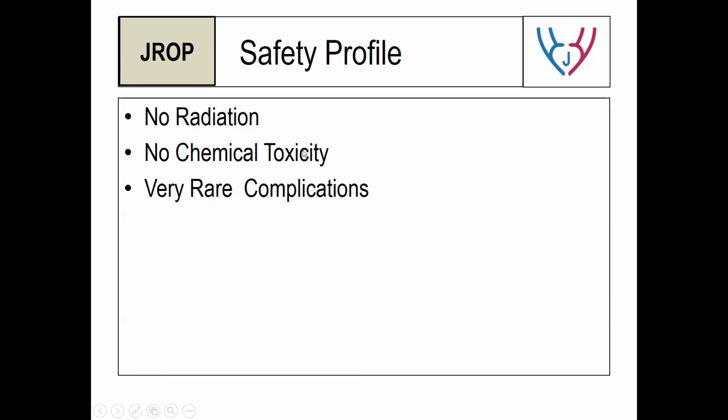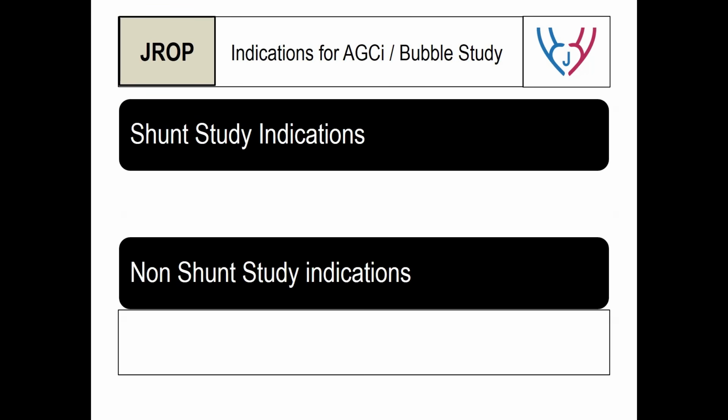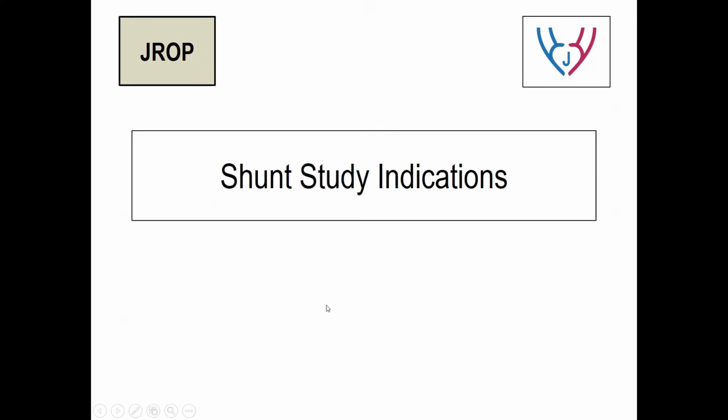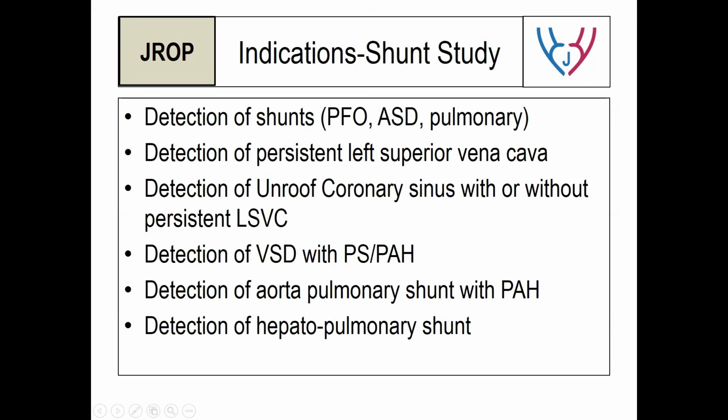Absolutely no radiation, no chemical toxicity, and very rare complications. And where do we do it? That's the most important thing. We divide them broadly into two classifications: shunt study indications and non-shunt study indications. Let's look at what the indications for shunt study are.